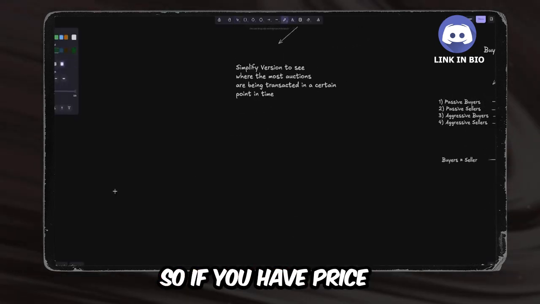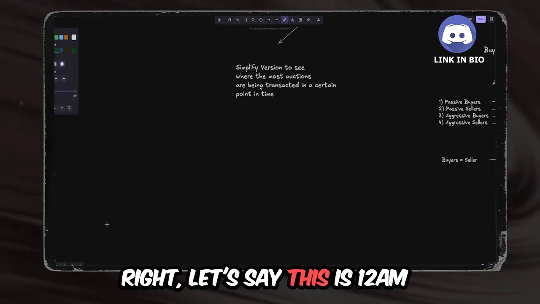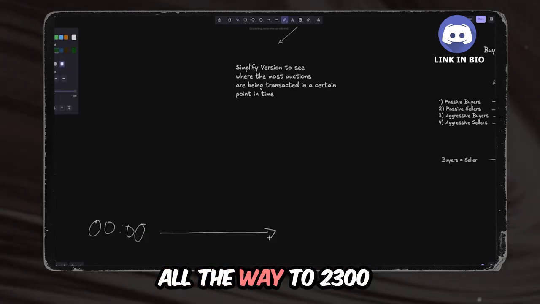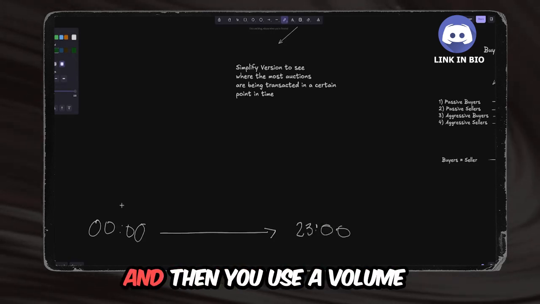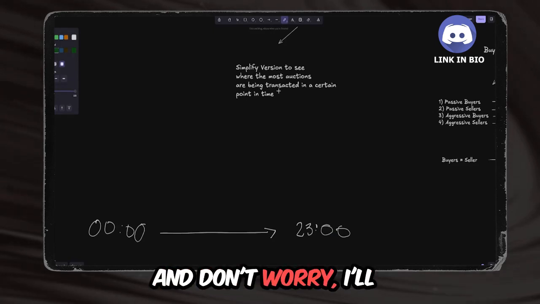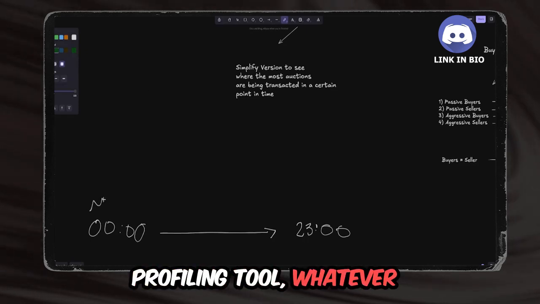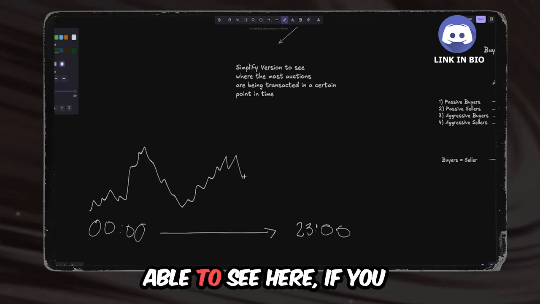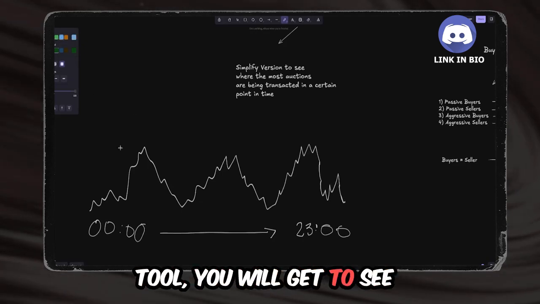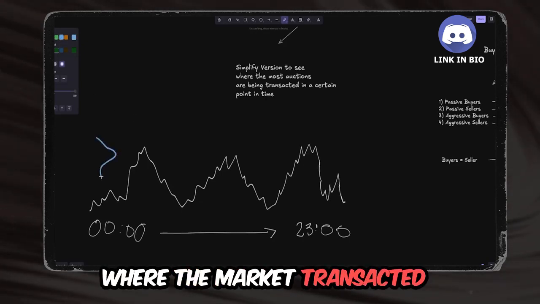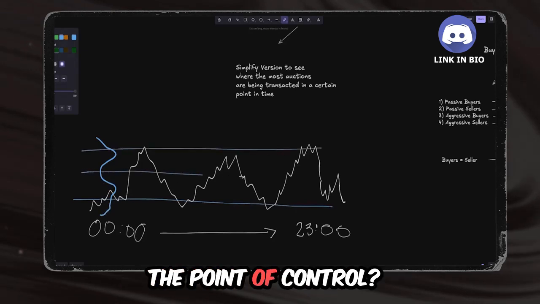So if you have price at this specific level, let's say this is 12 a.m. all the way to 2300. Once you get to see this, and then you use a volume profiling tool, and don't worry, I'll be showing you guys that tool later on, you will get to see where the market transacted the most, where are the value areas, and where are the point of control.